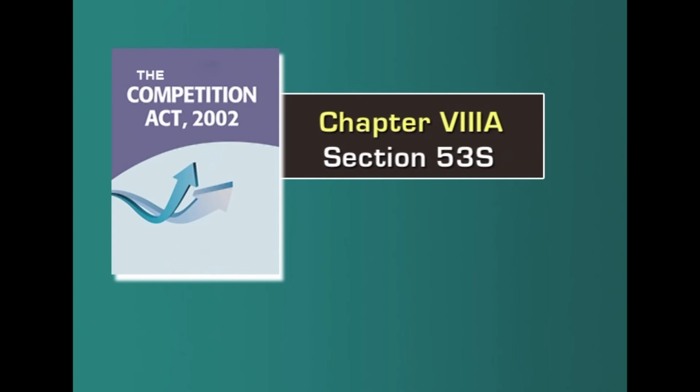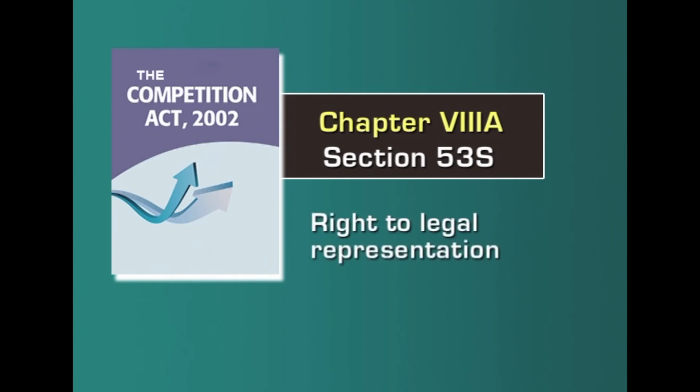Section 53S talks about the right to legal representation. Any person or enterprise aggrieved by an order has a right to be represented by a specialized person, and those persons who can represent a person or an enterprise or central government or state government are, he can be a company secretary or a chartered accountant or a legal practitioner.